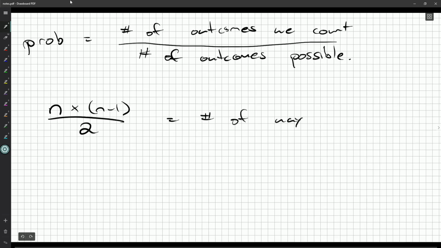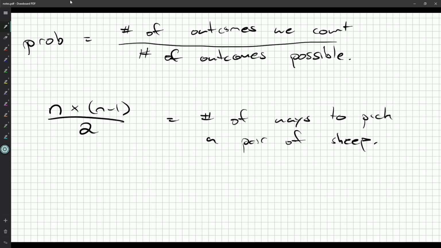So a number of ways to pick a pair of sheep. It's a neat little formula. I've explained it just very briefly there, but it's a good one to know when it comes to choosing and probability, and you'll learn more about it in more advanced math courses if you continue on with that sort of thing. But now we've got the number of ways to pick a pair of sheep. Okay. Number of outcomes we want. Well, we want one sheep from one flock and one sheep from another.